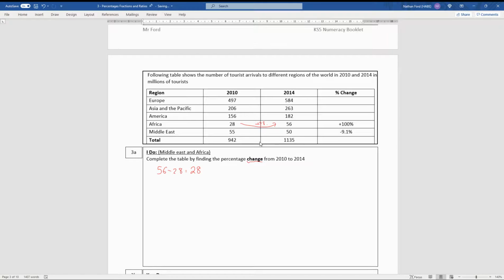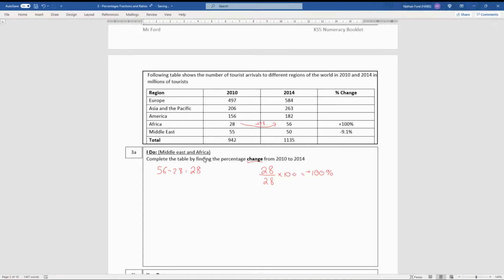Now we use our formula for percentage change. So we want 28 divided by, what was our original amount? We had 28 here, times 100, which is 1 times 100. Type it into a calculator and you get 100%. And it's an increase because it's gone up. So reading the question, this is asking for percentage change. So we need to find the change, and then we're just doing the change, because that's our specific amount, divided by what we started with.